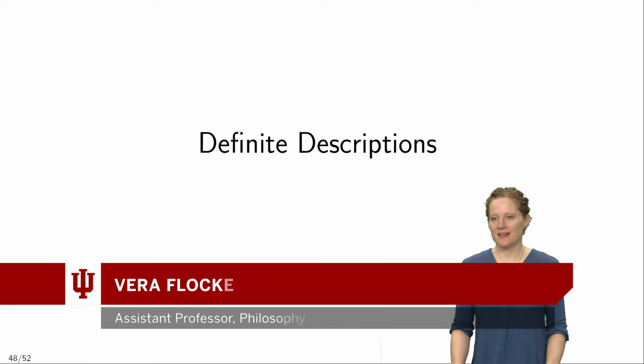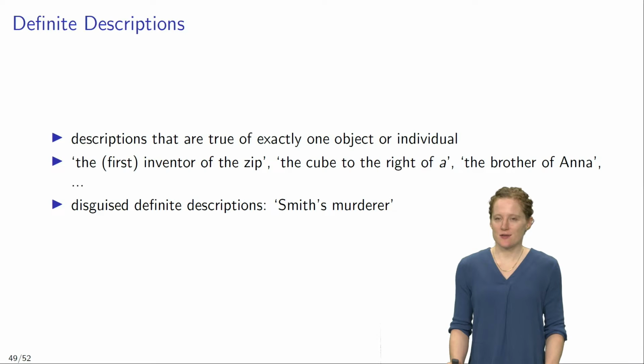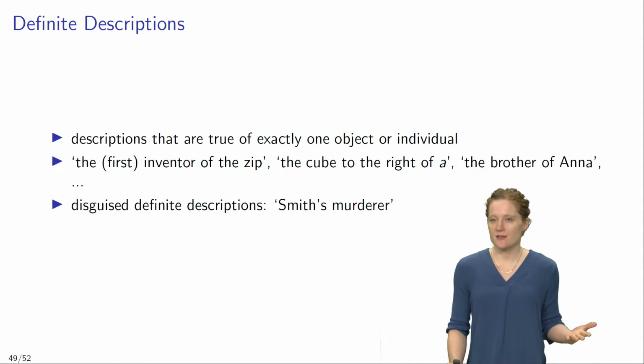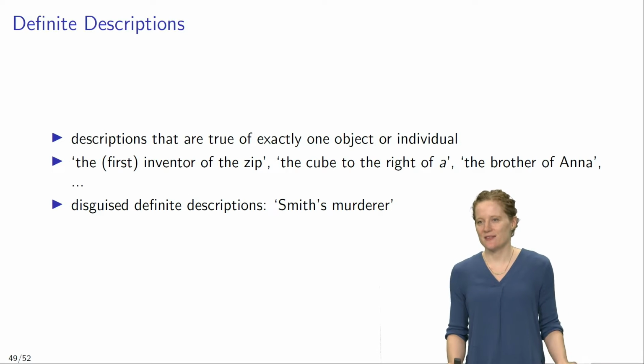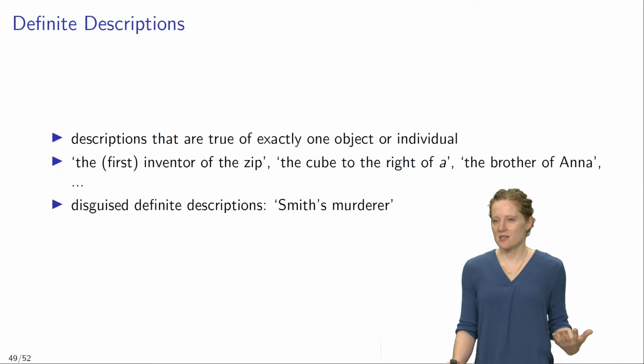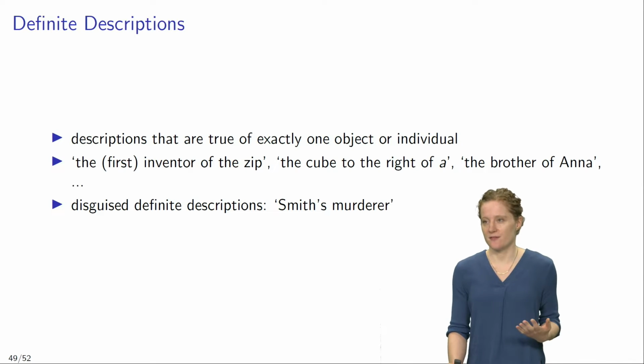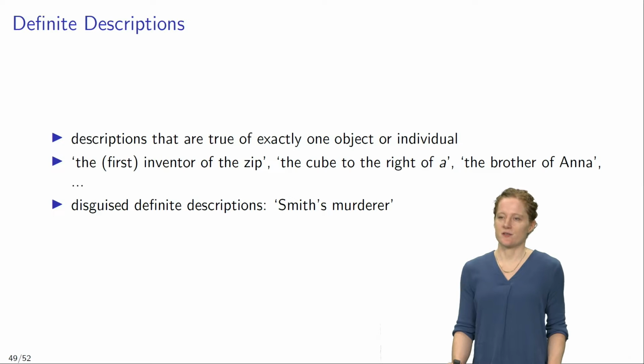Our second and final application of multiple generality is to the analysis of definite descriptions. Definite descriptions are descriptions that are true of exactly one object or individual. For example, the inventor of the zip, assuming that there was exactly one inventor of the zip, is a definite description. And so is the phrase, the cube to the right of A, or the brother of Anna, and so on and so forth.